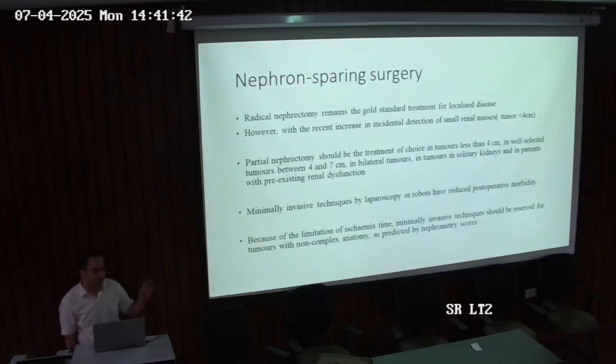In that renal nephrometry score there are criteria: up to 6, 6 to 9, or more than 9. The total score is 12. The higher the score, the higher the chance of complications, so better go for open surgery. If the score is low, then we can go for a minimally invasive approach, laparoscopic or robotic.